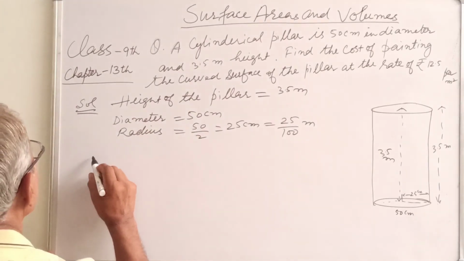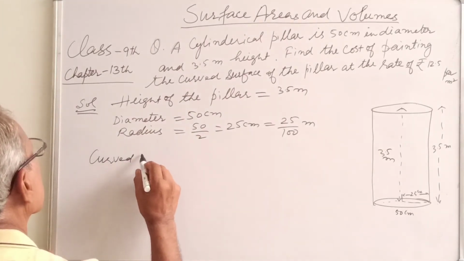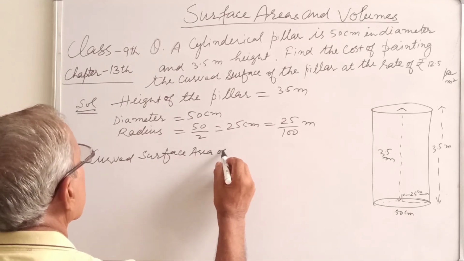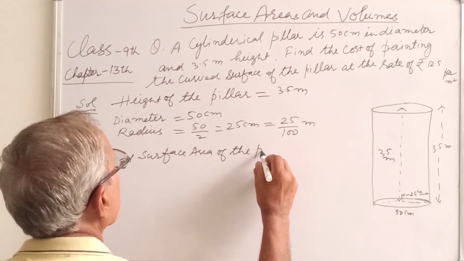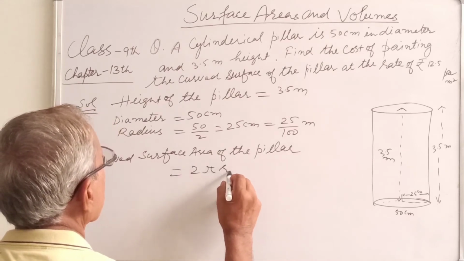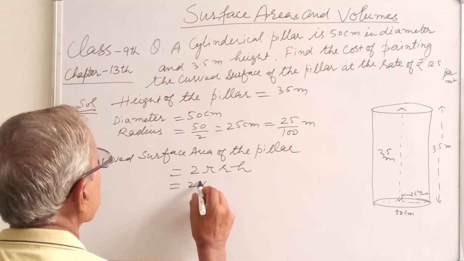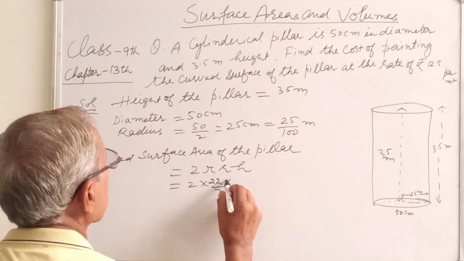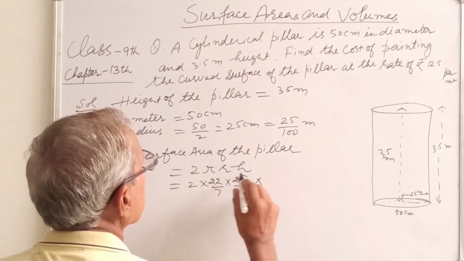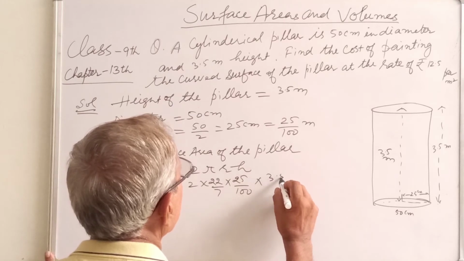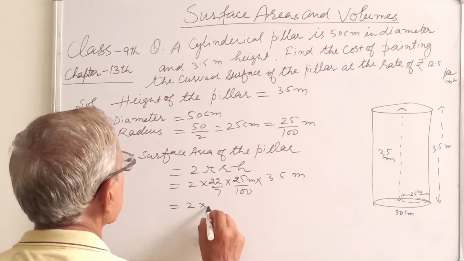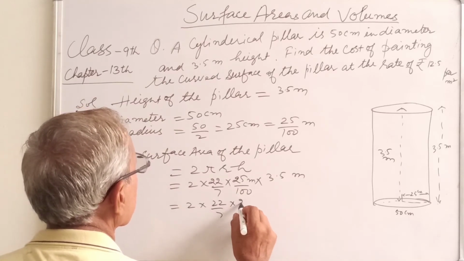Now the curved surface area of the pillar is 2 pi r h. 2 into 22 upon 7, r is 25 upon 100 and the h is 3.5 meters. 2 into 22 upon 7, 25 upon 100, 35 upon 10.